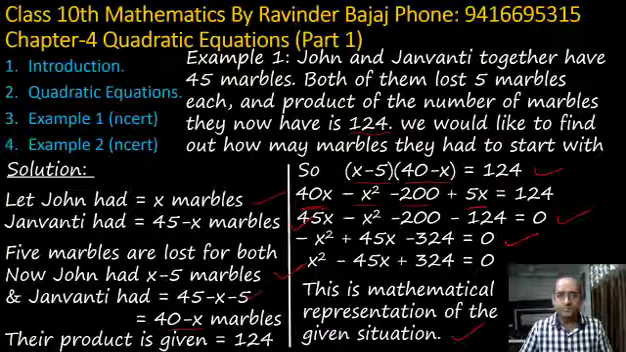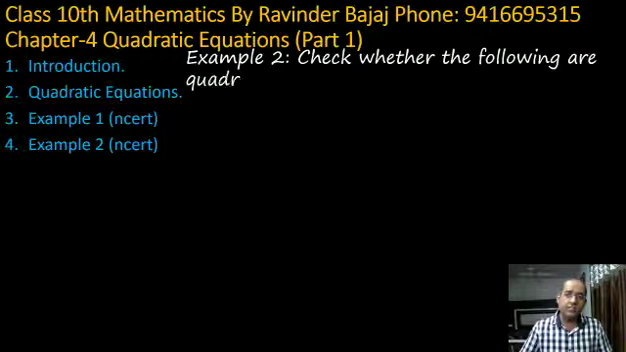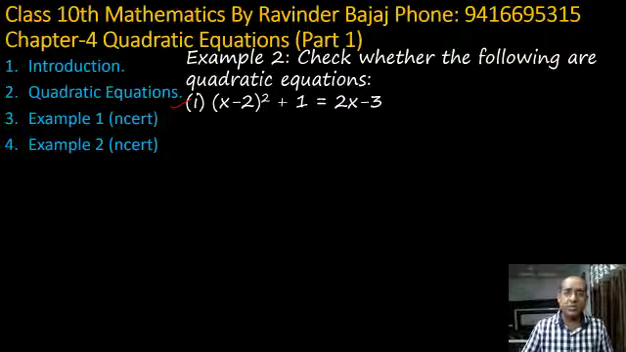See one more example. This is example number 2. Check whether the following are quadratic equations or not. I'm doing part 1 for you. Example 2, part 1: x minus 2 whole square plus 1 is equal to 2x minus 3. This is the equation given. Now it is not given in the standard form. So first of all we need to convert it into standard form. Then only we can say whether it's a quadratic equation or a linear equation. Now it appears that it has degree 2. Maybe at the time of converting it to standard form, the degree changes. So let's see.